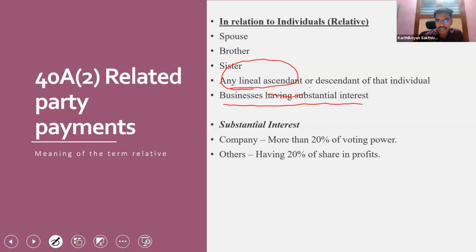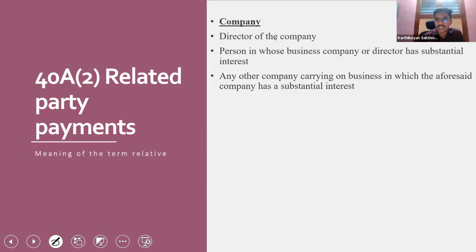Next, in case of a company, what do you mean by related party? Sorry, in case of an individual itself, what do you mean by substantial interest? If it is a company, if I am holding more than 20% of the voting power of that company, I and that company are related parties. If in a firm I am having more than 20% of share of profits, I and that firm are related parties. That is in relation to an individual.